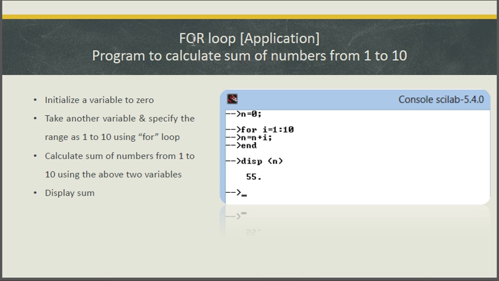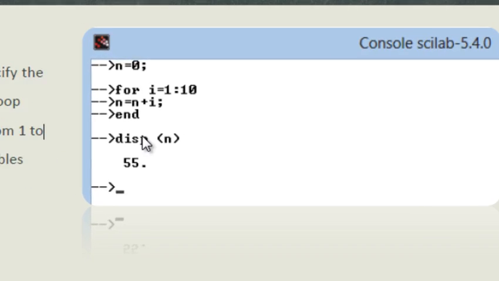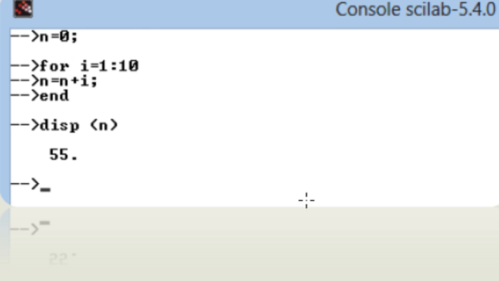Okay, let us now see an application where the for loop is used. This is basically a program to calculate the sum of numbers from 1 to 10. Over here, we will initialize a variable to 0. This variable will basically contain the sum of our numbers. Now we will take another variable which will act as a counter and specify the range as 1 to 10, which will be used using a for loop. Next, we will calculate the sum of numbers from 1 to 10 using the above two variables, and finally display the sum.